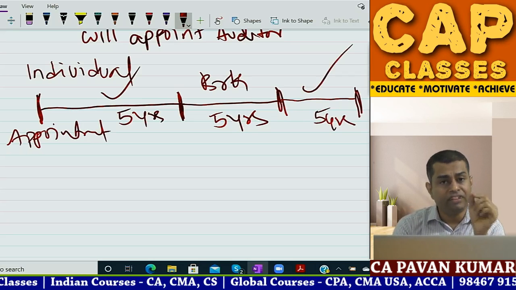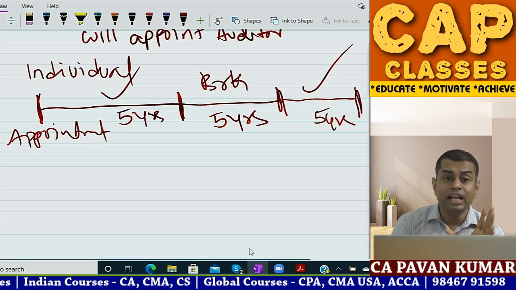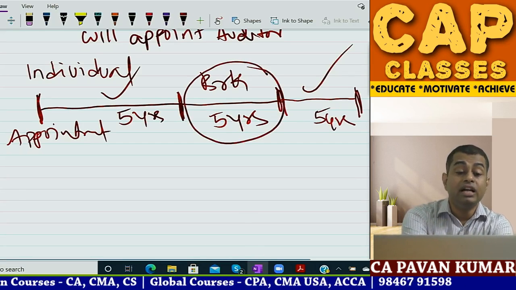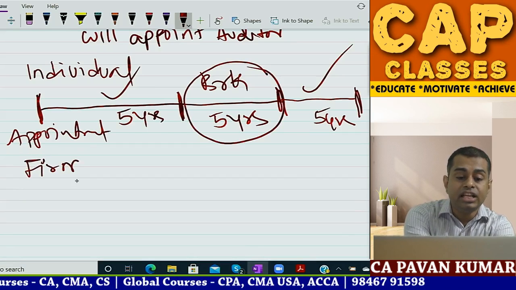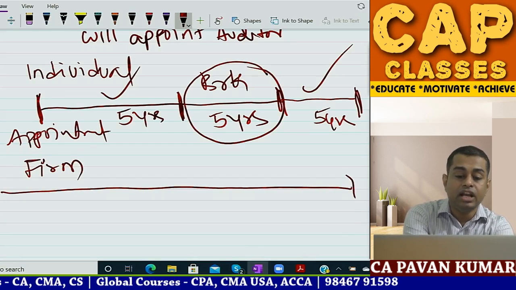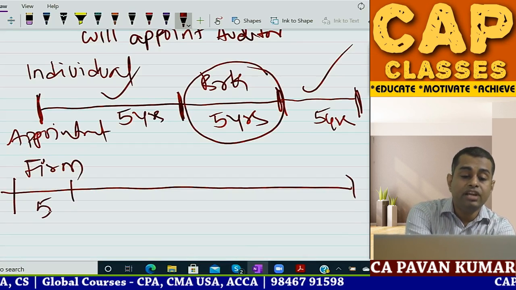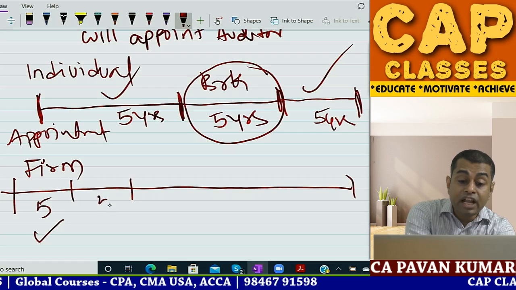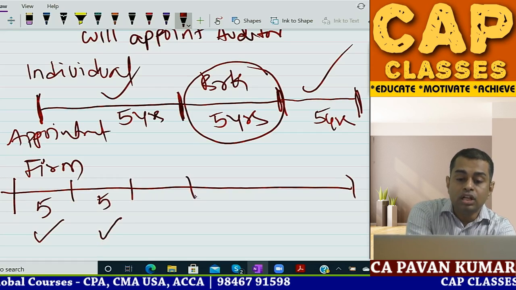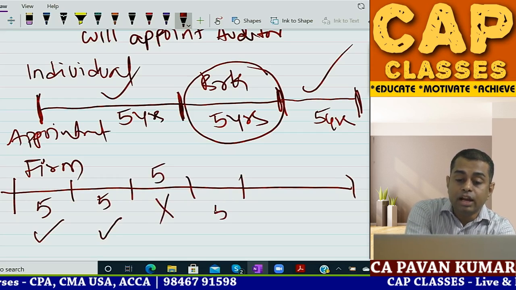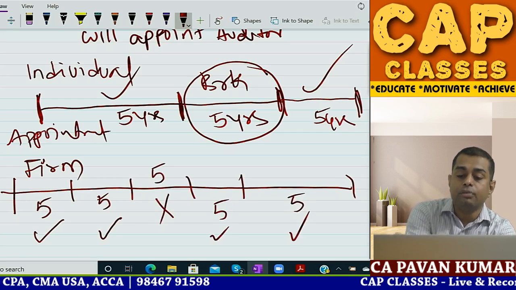Okay, so first 5 years you can appoint, then 5 years there should be cooling period, then 5 years again you can appoint. If it is a firm of CAs, look here carefully, if it is a firm of CAs, so here you appointed 5 years term 1, 5 years term 2, then cooling period 5 years, then again you can appoint for 5 years, then again you can appoint for 5 years.